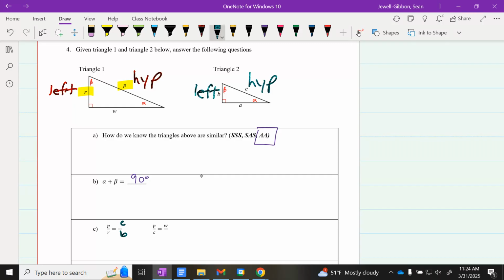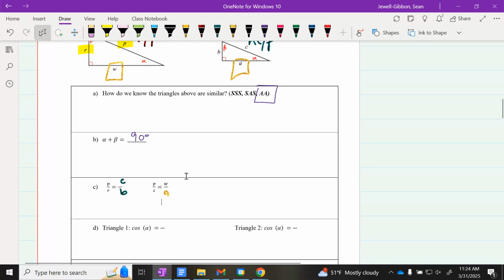All right, next one we have P over C equals W over blank. So we got P over C now. So we got hypotenuse over hypotenuse equals W over blank. And what that means is we have the hypotenuse over the hypotenuse equals bottom over bottom. So this is going to be A down here.